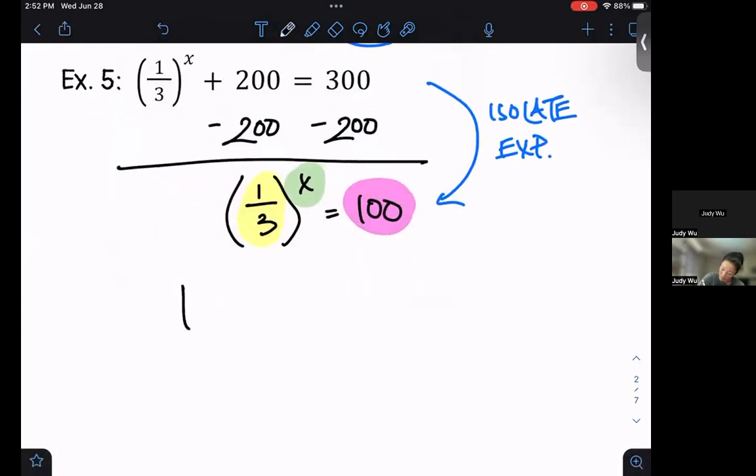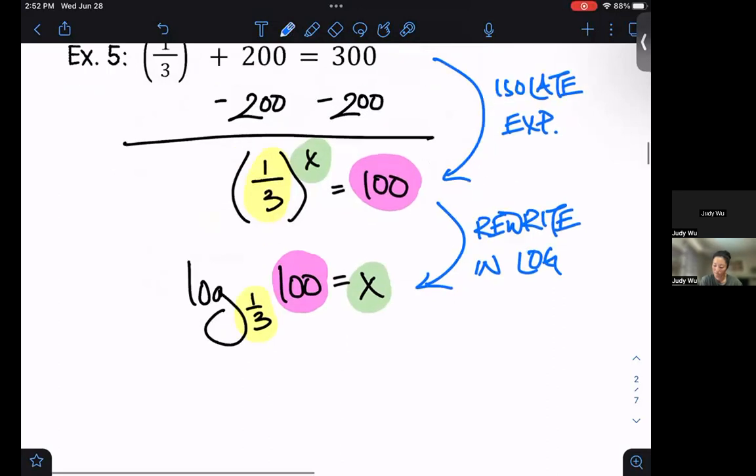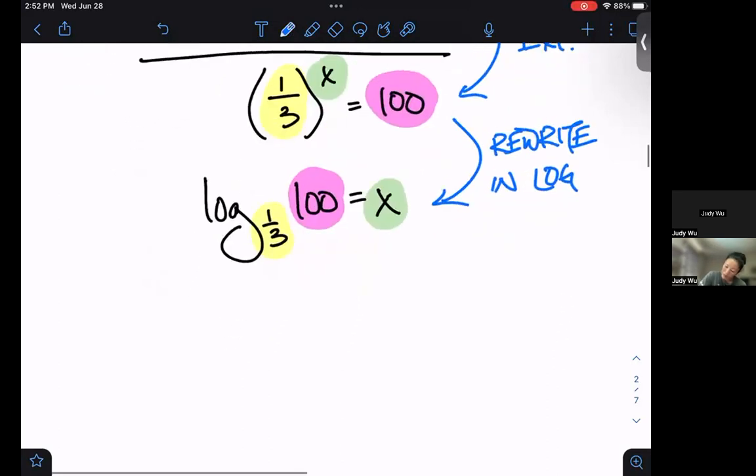In other words, I'll have log base 1/3 of 100 equals x. All right, so this is our rewrite in log form. And we've got our y over a, our base, and our unknown, all on one side by itself. Okay. So if someone walks up to you on the street and says, what's the exact answer?